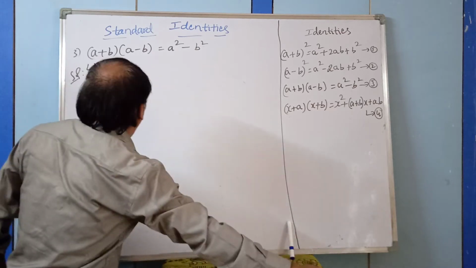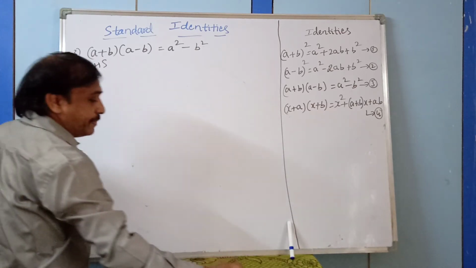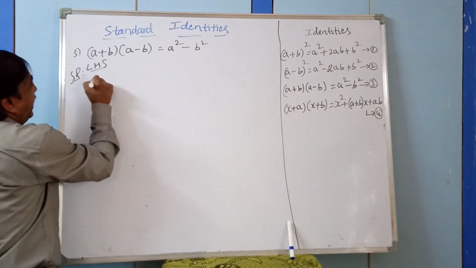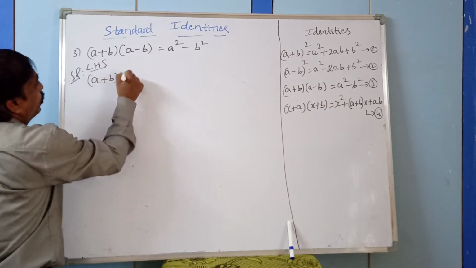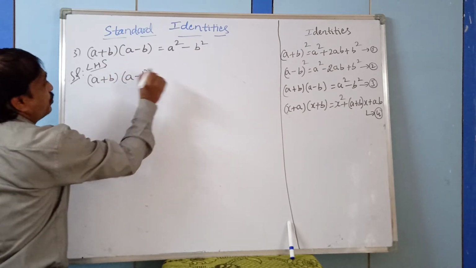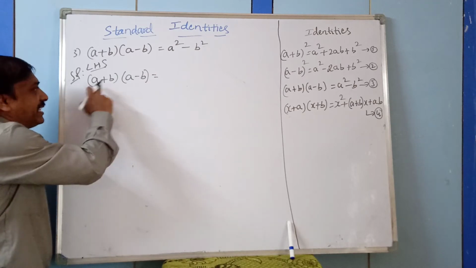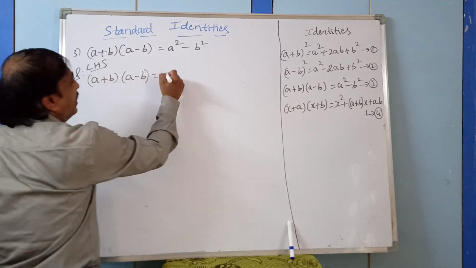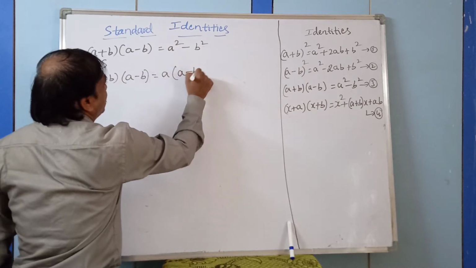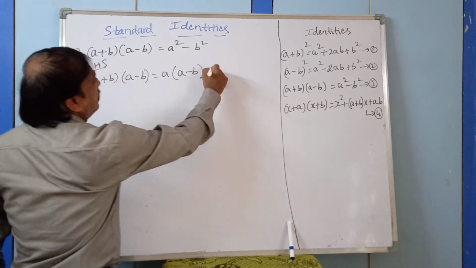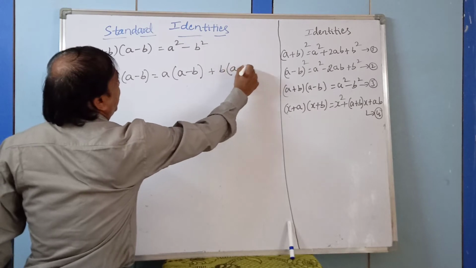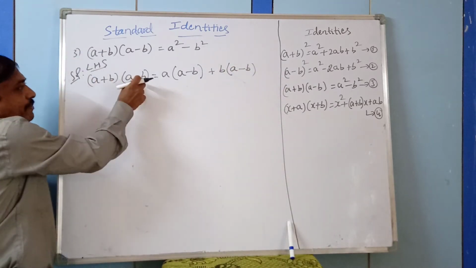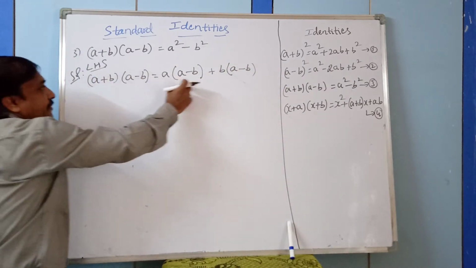LHS, (a + b) into (a - b). Observe it. (a + b) into (a - b) means what you have to do? You have to multiply this binomial with a and with the term b. So a into (a - b) plus b into (a - b). Observe it. With a we multiplied this, then with +b we multiplied this.